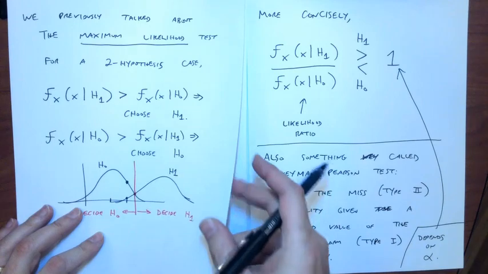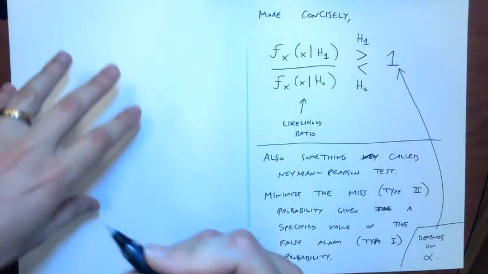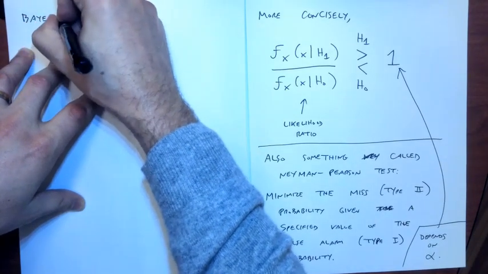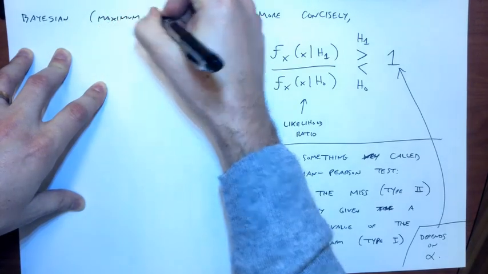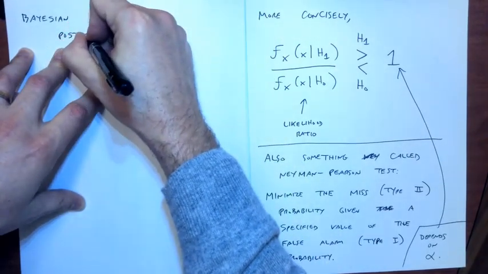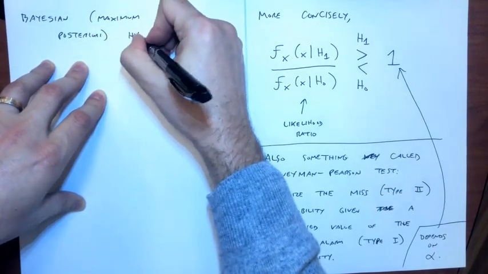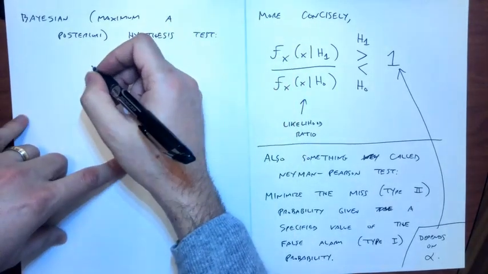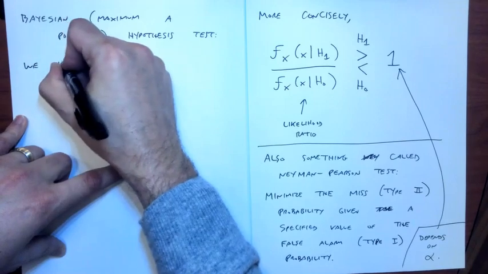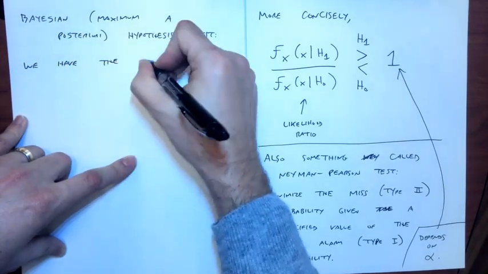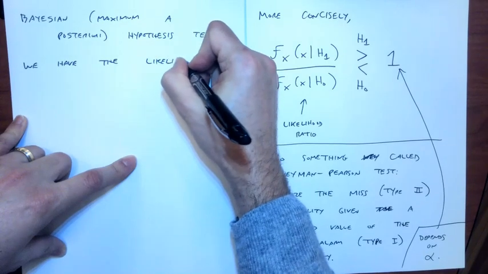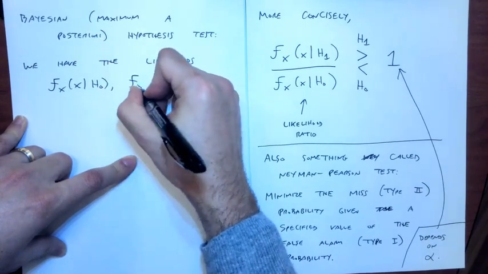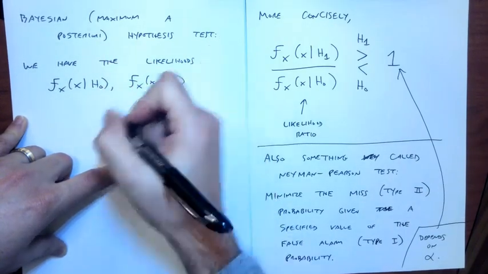And I feel like I already gave you a homework that was along that line, but let me come back to it now that you know a little bit more. So the Bayesian world, or what's called the maximum a posteriori hypothesis test, is the following. Okay, so the setup is we have the likelihoods, same setup as before, what the observation should look like under each of the two hypotheses, okay?